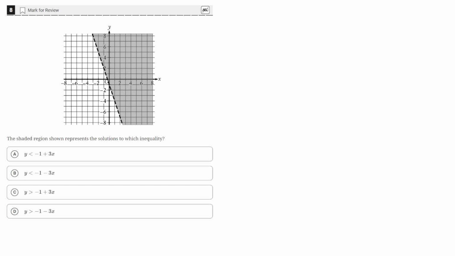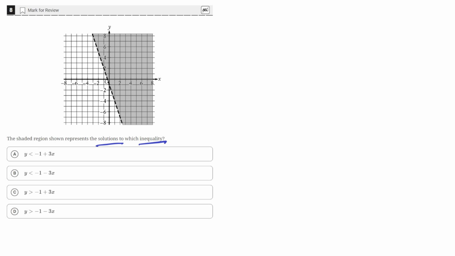The shaded region represents solutions to which inequality? So we have this shaded region that's bound by this line here, and we need to find which of these inequalities represents this shaded region. We can start by finding the equation of this line here.